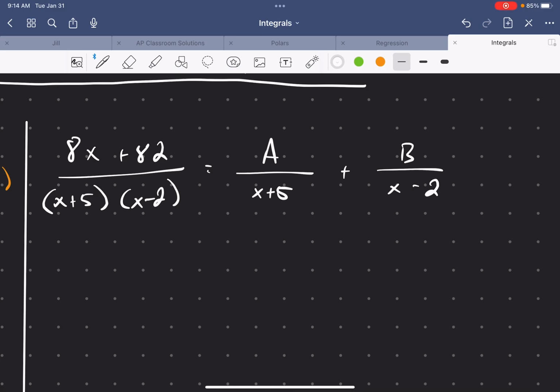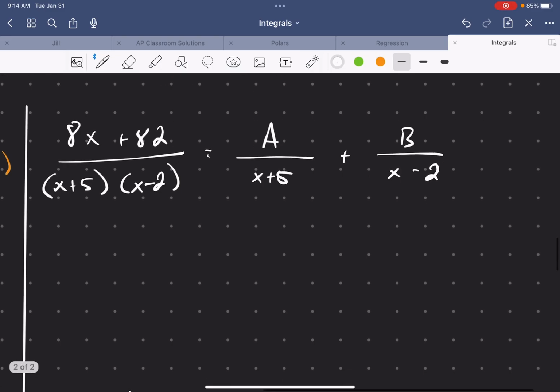Okay, so let's do this a slightly different way. Remember, the goal is to get a to equal 0 or to get b to equal 0. So I'm going to work on the a here. The denominator for a is x plus 5. I'm going to go through and multiply everything times x plus 5.